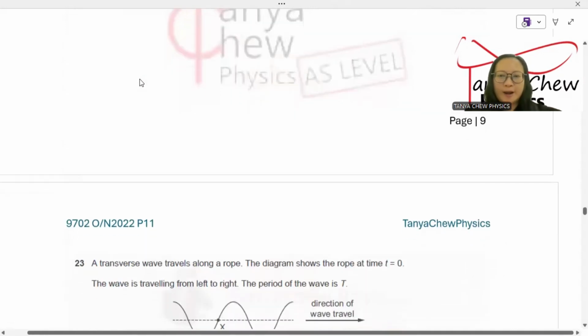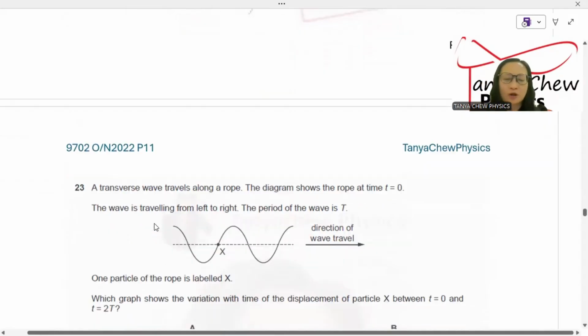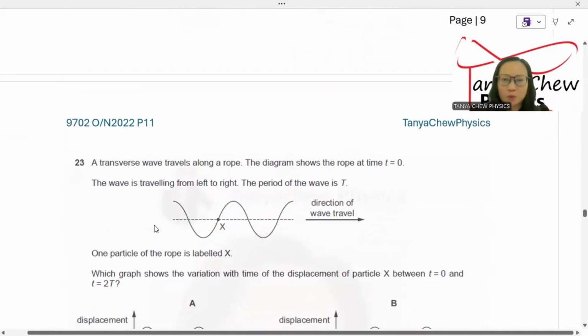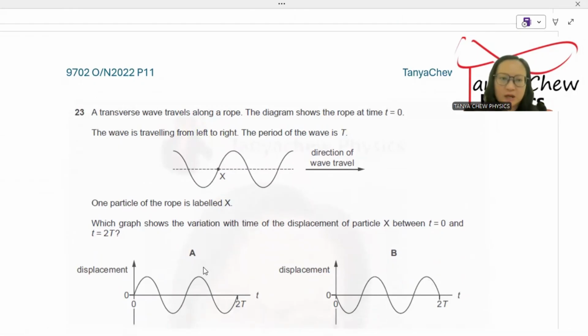Now the next one, number 23. A transverse wave travels along a rope. The diagram shows the rope at time t equals 0. The wave is traveling from left to right. This is super important. The period of the wave is T, and one particle on the rope is labeled X. Which graph shows the variation with time of the displacement of particle X between time equal to 0 and time equal to 2T?